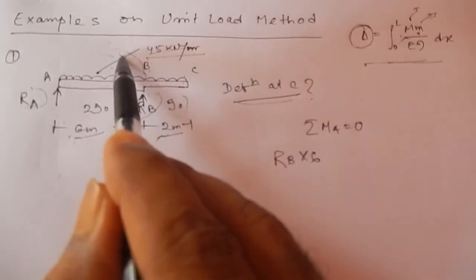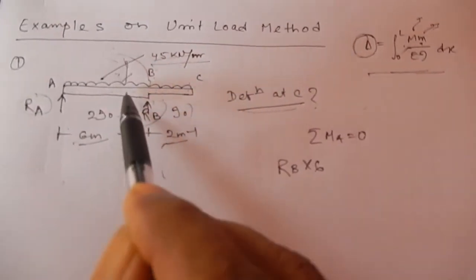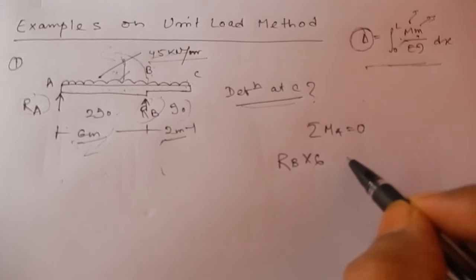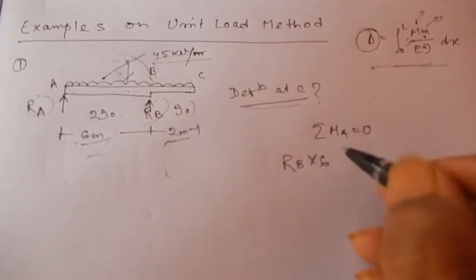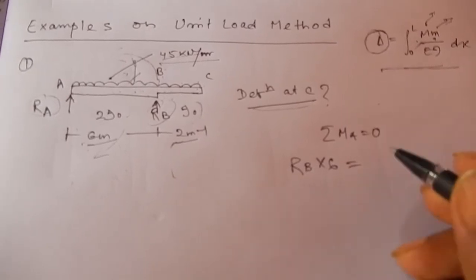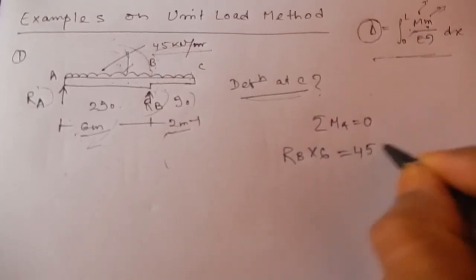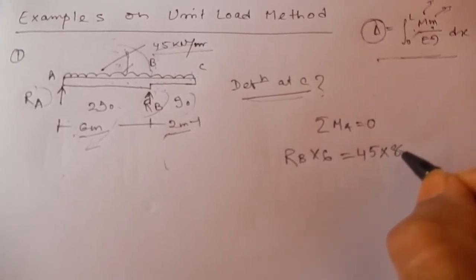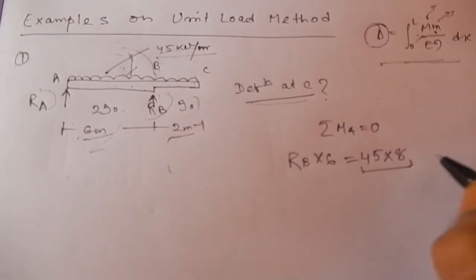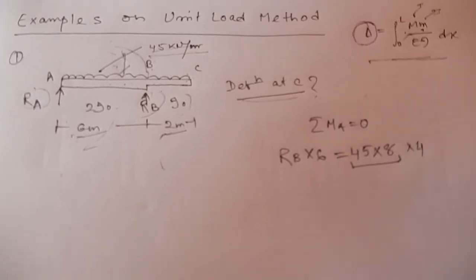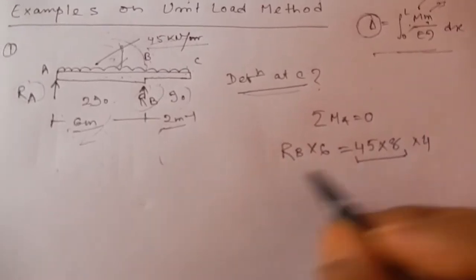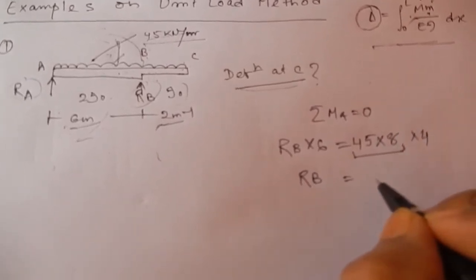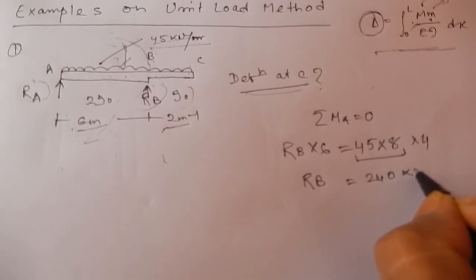So if you take the total load through the CG, this will give one clockwise moment. No other moments are there, so we can say easily that this will be equal to the moment created by the UDL, that is 45 multiplied by 8, this is the total load, acting through the CG, which is 4 meter apart from the A point. So if you get this, you will be getting the RB value equal to 240 kilonewton.